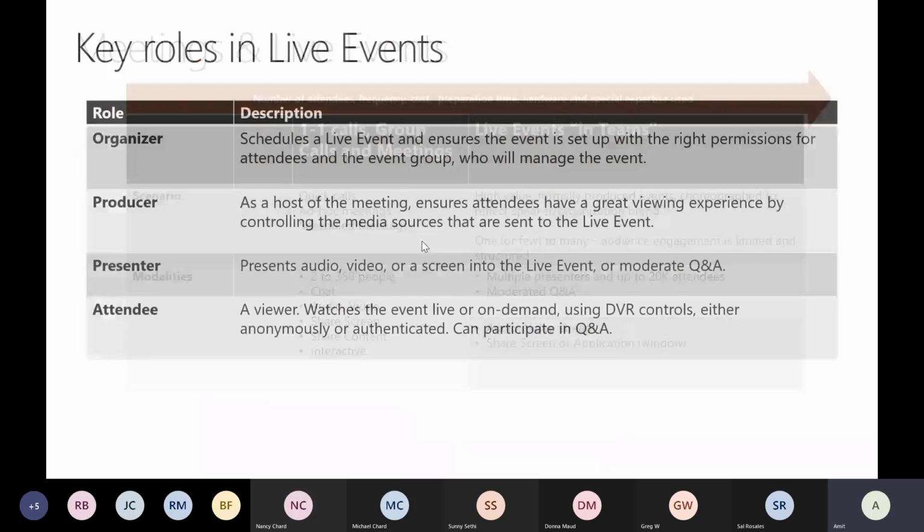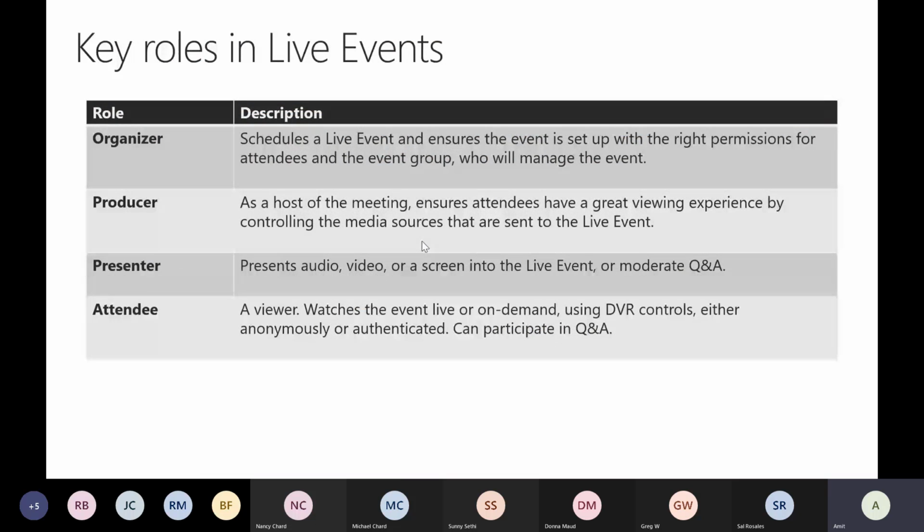Now, when it comes to live events, as I said, it's a formally produced event. There are various roles that you need to consider. Now, the very first one is an organizer. Who's the organizer? The person who's scheduling an event becomes an organizer. Now, when it comes to organizer role, that's not the formal role, if you will. Organizer by default gets the producer role.